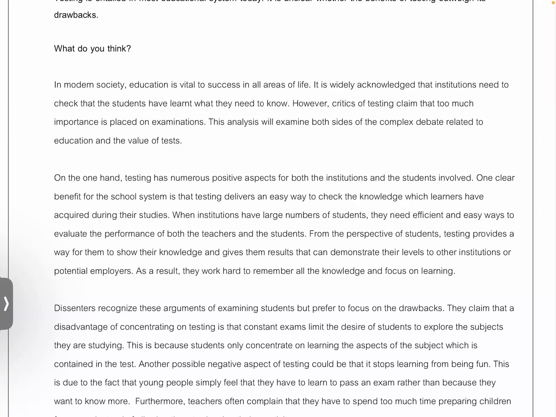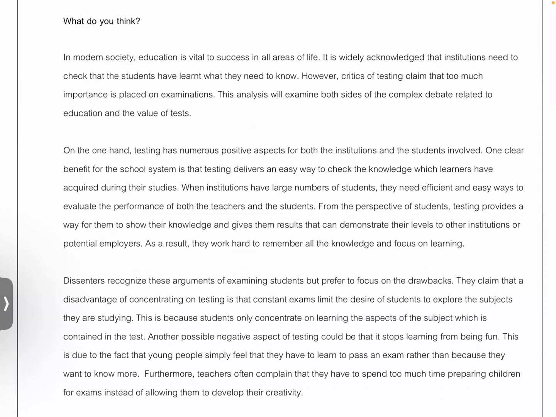Right. This is due to the fact that young people seem to feel that they have to learn to pass exams rather than because they want to know more. Furthermore, teachers often complain that they have to spend too much time preparing children for exams instead of allowing them to develop their creativity. Okay, so the last statement is about the drawbacks for teachers. So teachers also complain. Okay, it's not just students who complain.